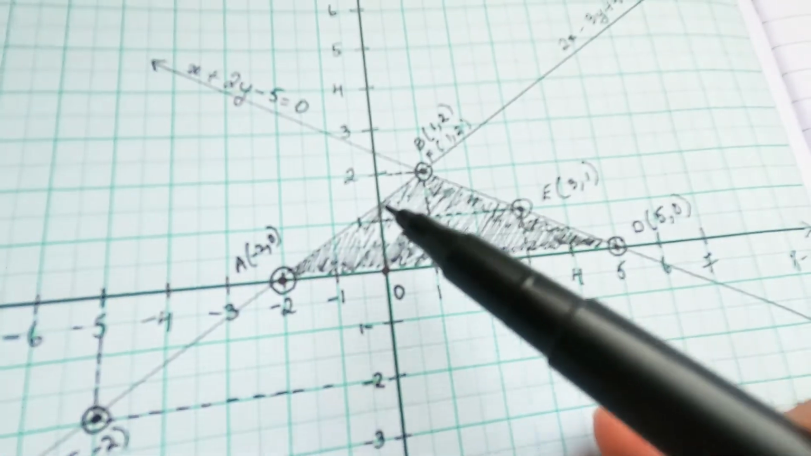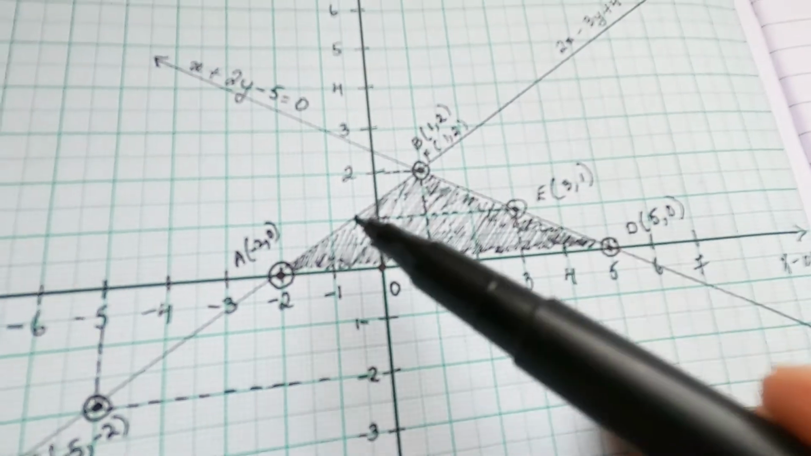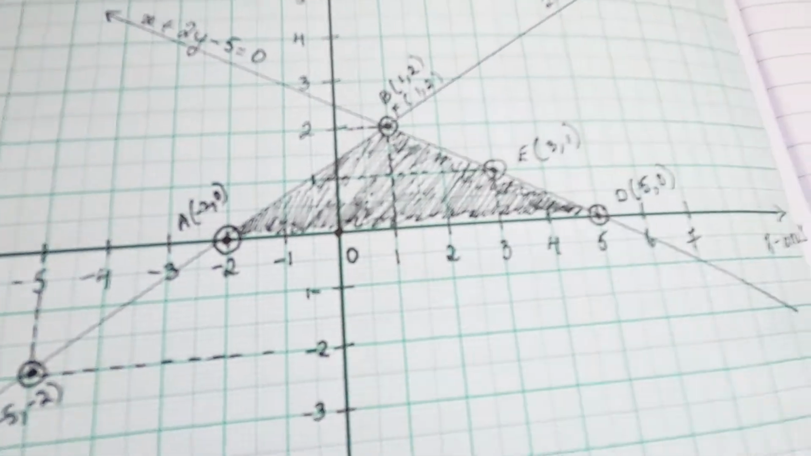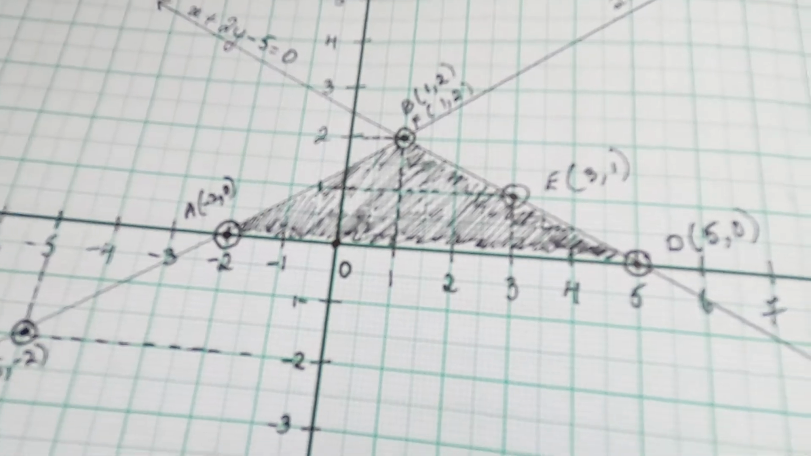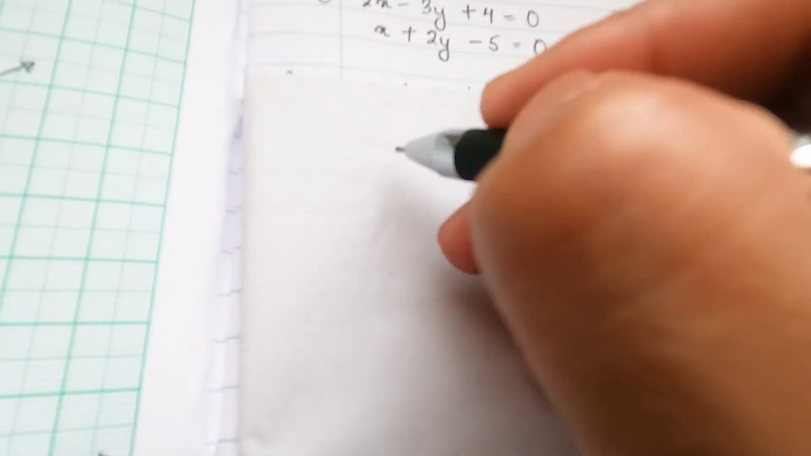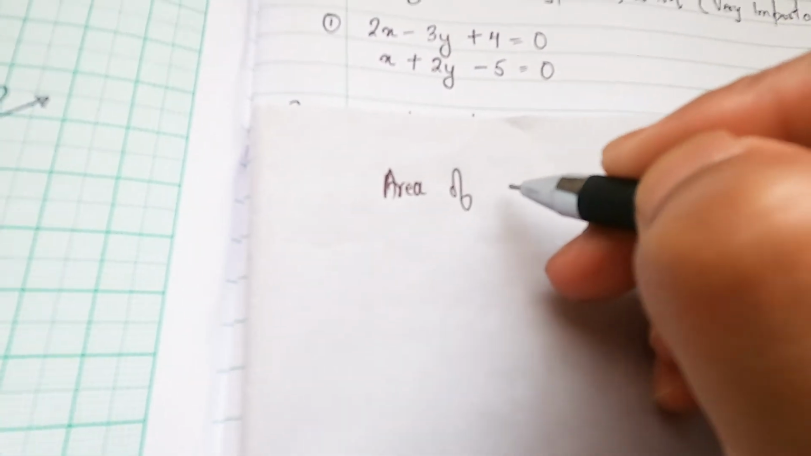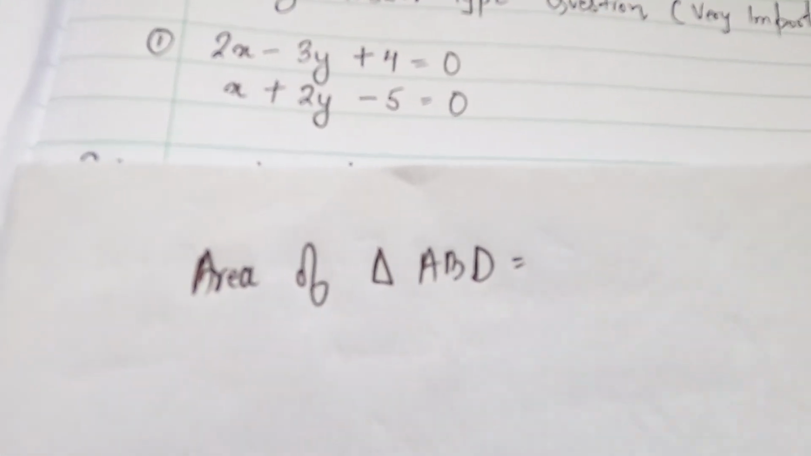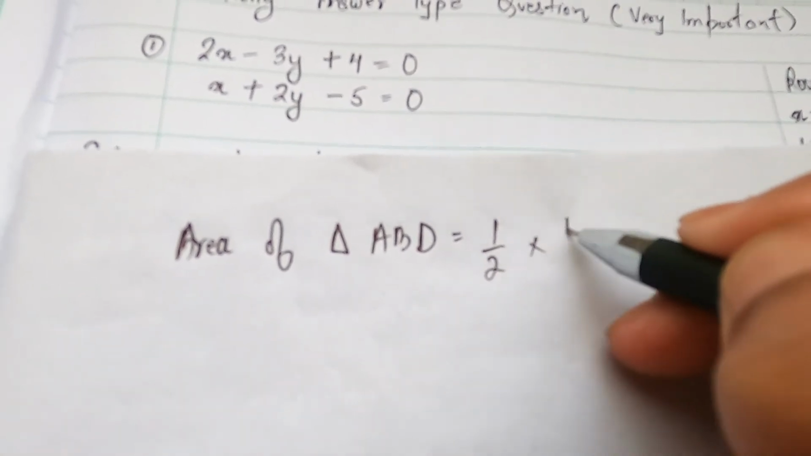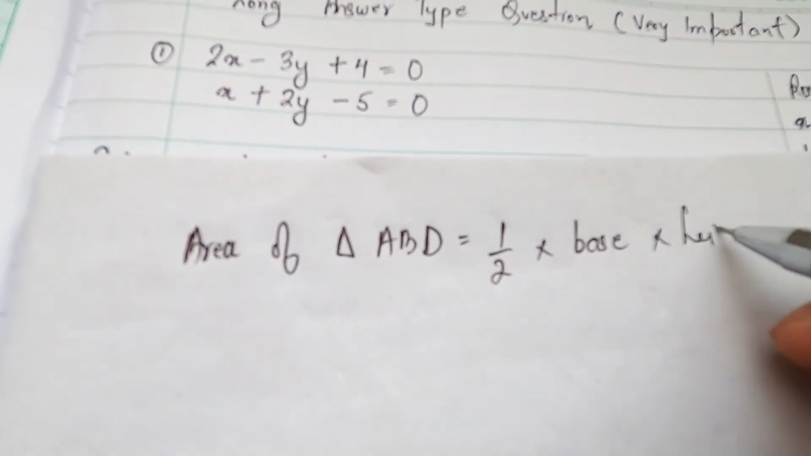All right, now the second part of the question is we have to find the area of the triangle formed by the lines. So in this case, ABD is the area, and what is the formula? So in this case, you will write here area of a triangle ABD. The formula for area of a triangle ABD will be half into base into height.